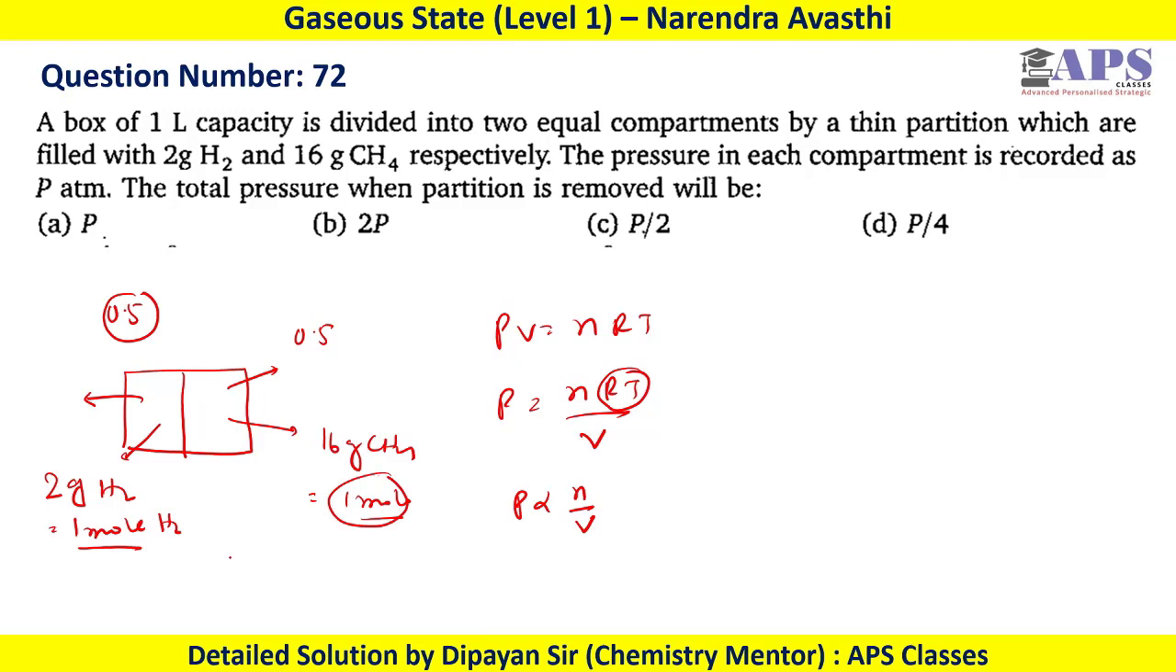Okay, now if we remove the partition, the total volume will become 1 liter, and the total mole will become 2 moles. Okay, so here we can see that the ratio of mole by volume is not changing in each partition, and after the removal of the partition the mole by volume ratio is not changing. So the final pressure will also equal to P, that is option A is going to be the correct option.